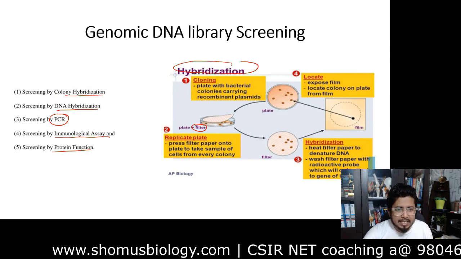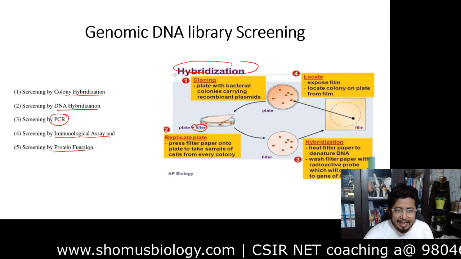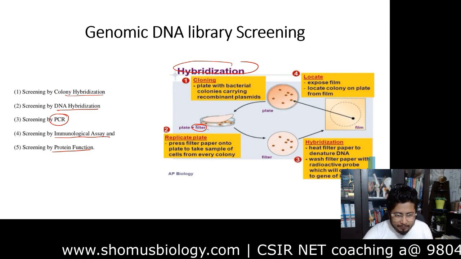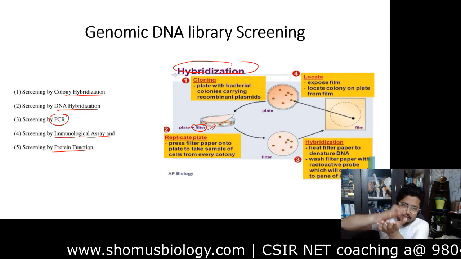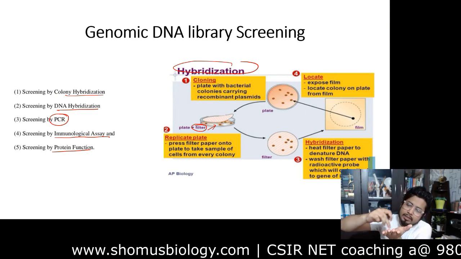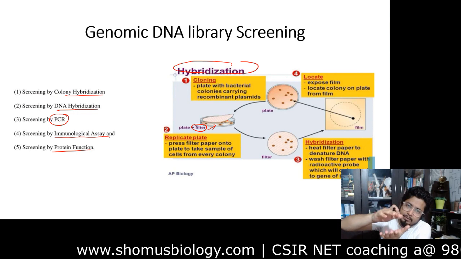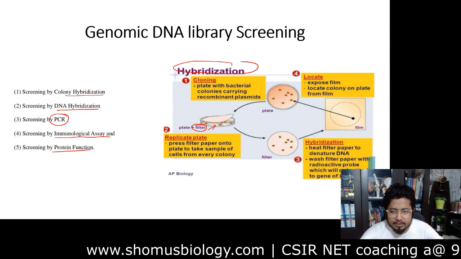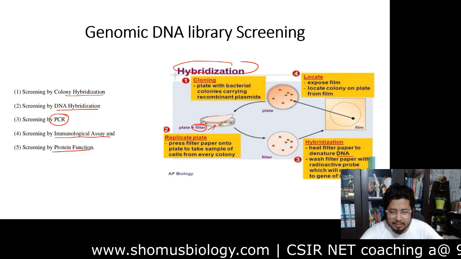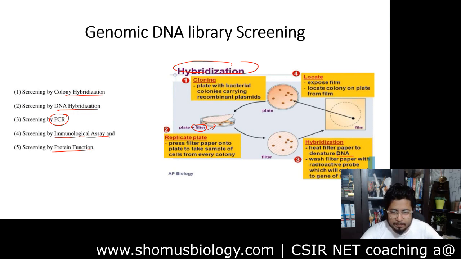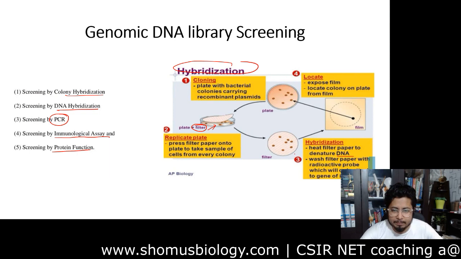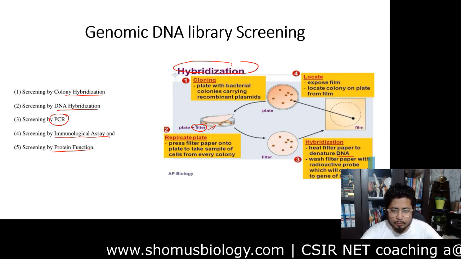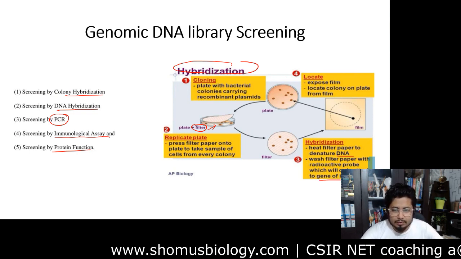Okay, and we take a sample of the cells of the colony as it is printed onto the filter, right? Just as the filter is in touch with the colony, the bacteria in the colony will be in touch with the filter. Once that is done, we heat the filter paper to denature the DNA and wash the filter paper with a radioactive probe, which will only attach to the gene of interest.